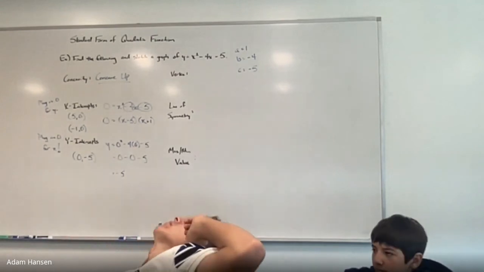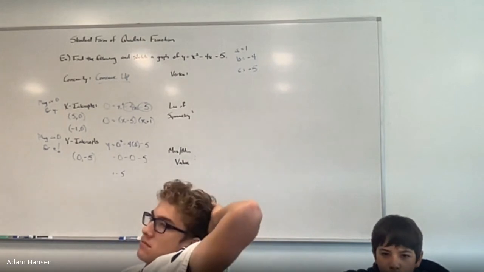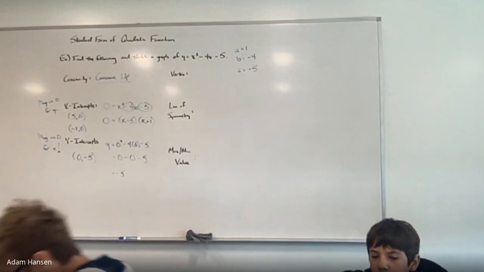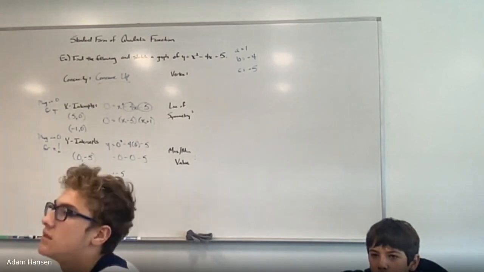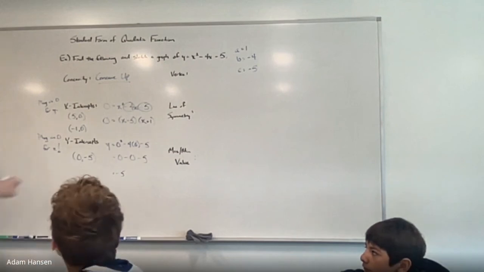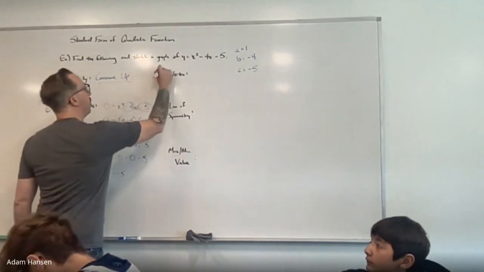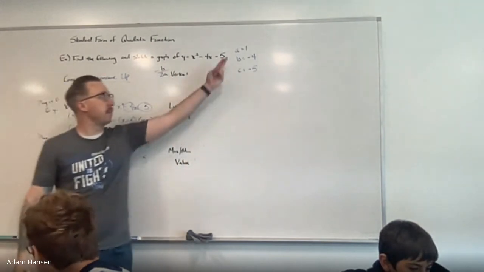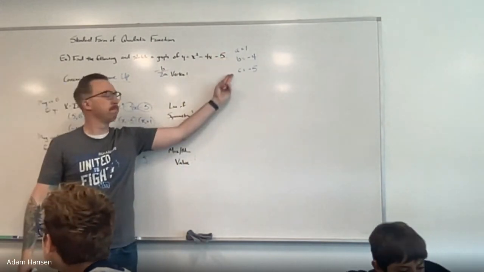The vertex, you get x and y. Start with the x coordinate. I need to do the opposite of b, negative b, divided by twice the a value, double the a value. So let's write this down. I need to know what negative b divided by 2a is. I have those a, b, and c values here.